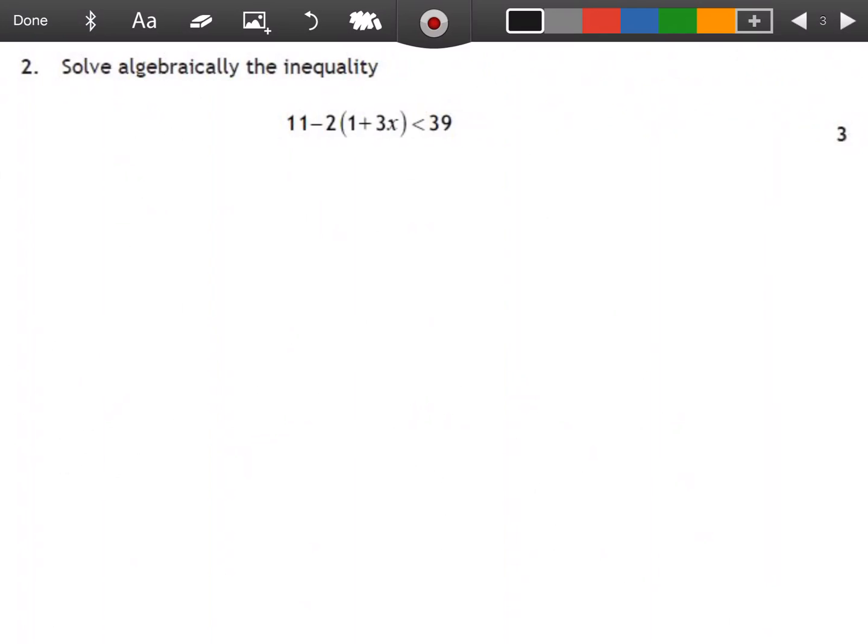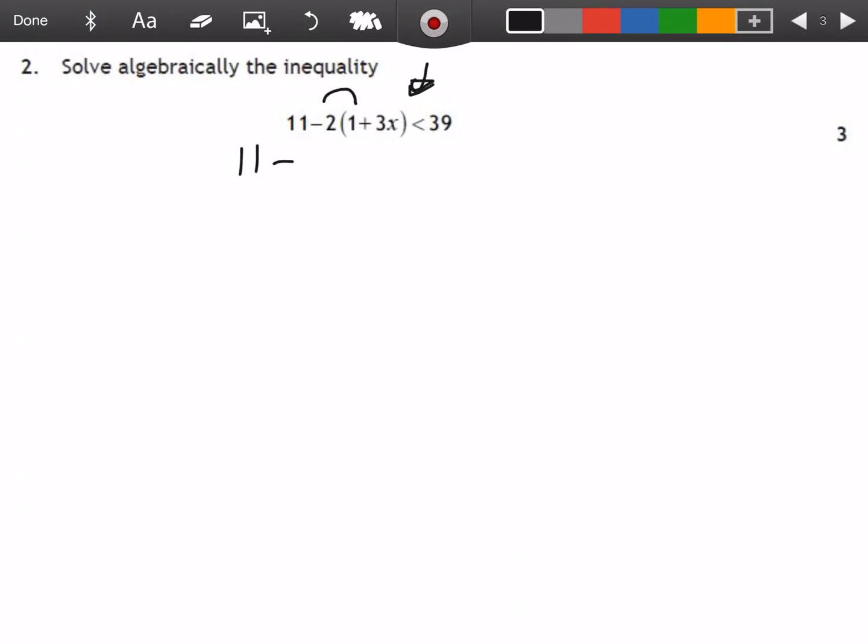Right, number 2, solve the inequality. It's really just do this as if it's an equation, okay? Just pretend that wee less than symbol in there, just pretend it's an equal sign, okay? So we've got 11 take away.